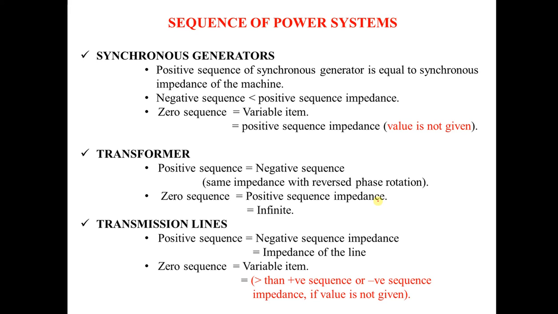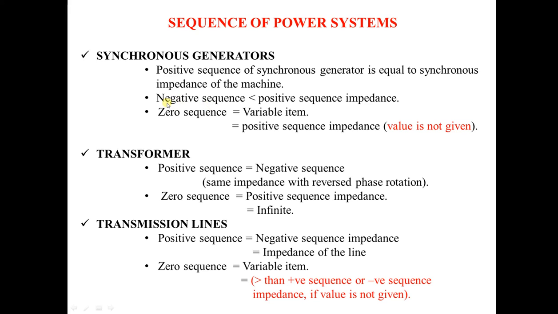Next we are going to see the sequence impedances of power system components like generator, transformers, transmission lines, etc. The positive, negative and zero sequence impedances determine the fault current in balanced and unbalanced systems. Different equipment we are going to discuss here: synchronous generator, transformer and transmission line.